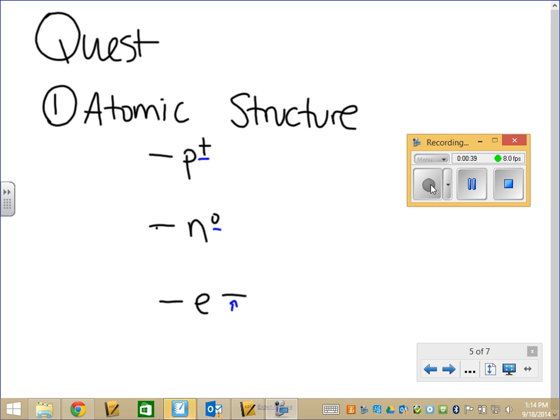You need to know about their location. So the fact that protons and neutrons are both in the nucleus. Electrons are in orbit, which is what occupies most of the volume of an atom, whereas the nucleus is really small.